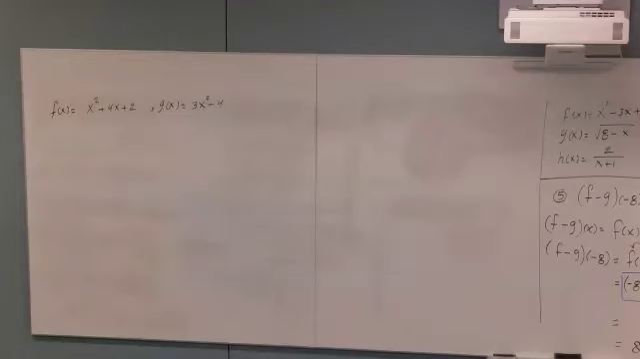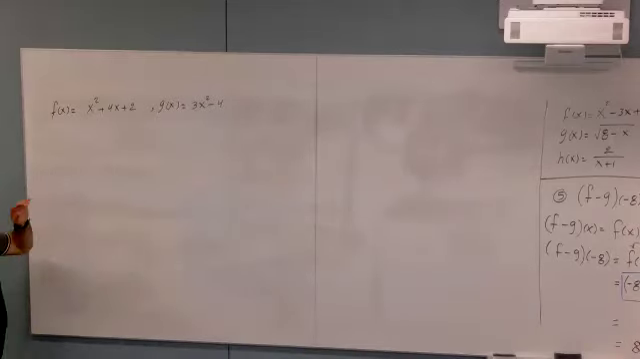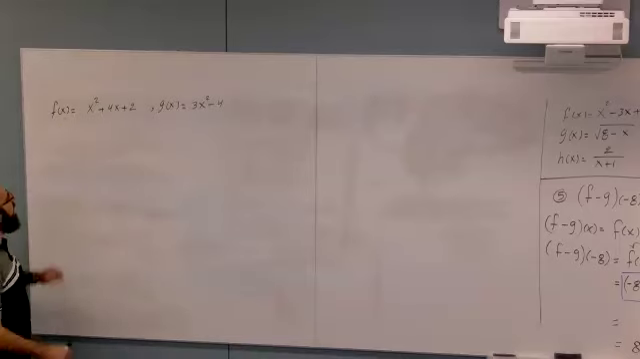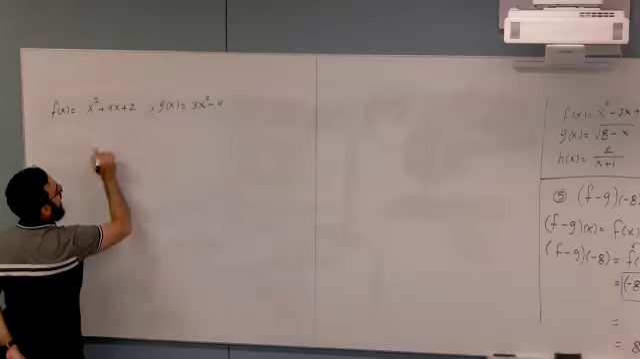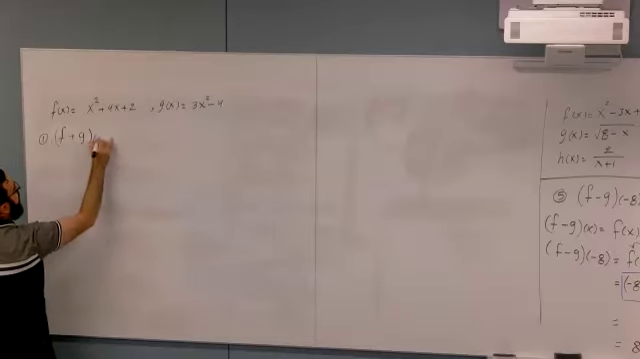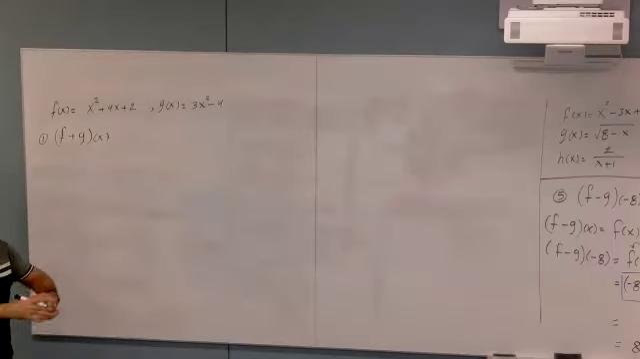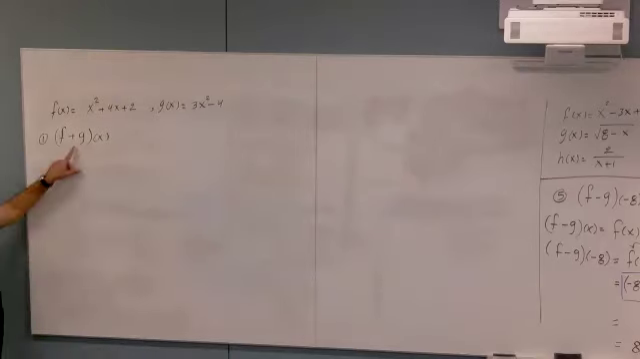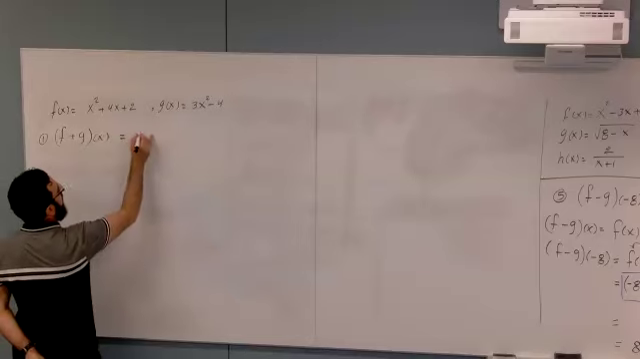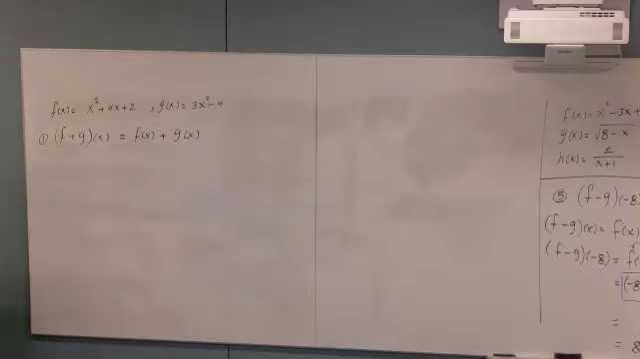Let's do one more, going through the operations one by one. Now they ask you to find, you have f of x and g of x. First of all, let's find f plus g of x. There is no number, so we need to find f plus g in general for all numbers. By using the rule, f plus g of x is going to be f of x plus g of x. I'm just using the rule. So this is rule number 1.